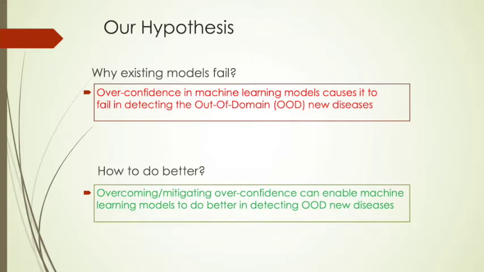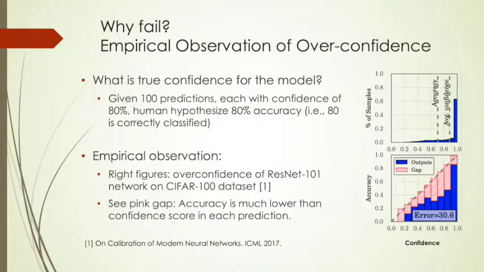In this work, we made two hypotheses. First, we hypothesized that existing models fail to detect the new, unknown out-of-domain diseases due to overconfidence in the model. Second, we hypothesized that careful calibration to mitigate overconfidence can enable deep learning models to do better in detecting out-of-domain diseases.